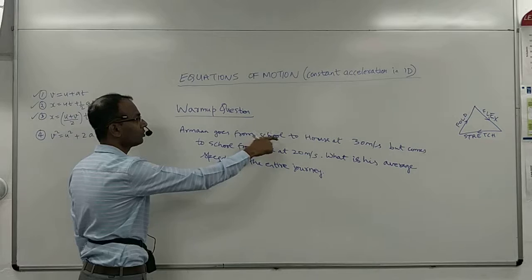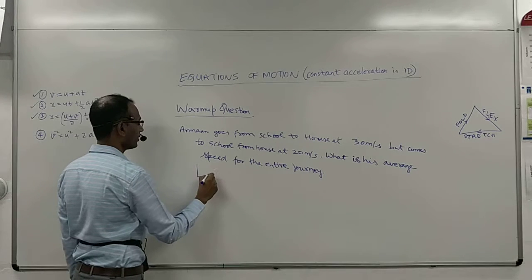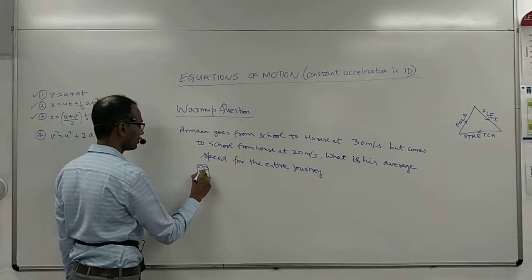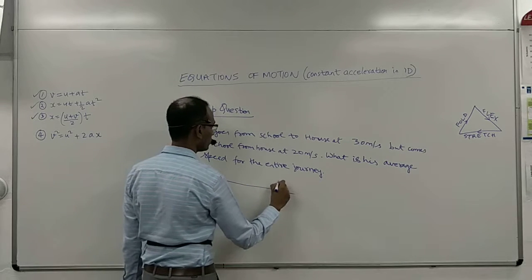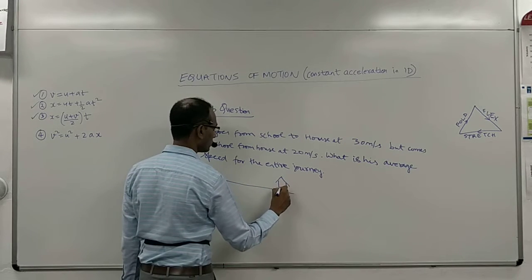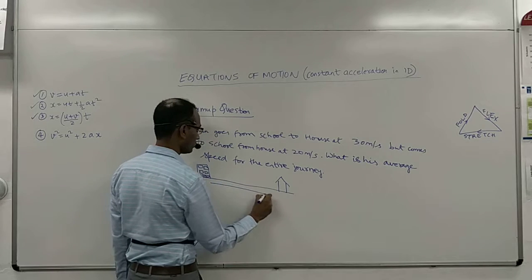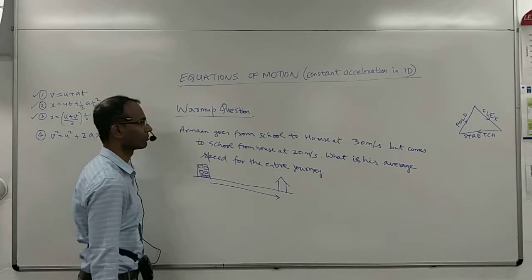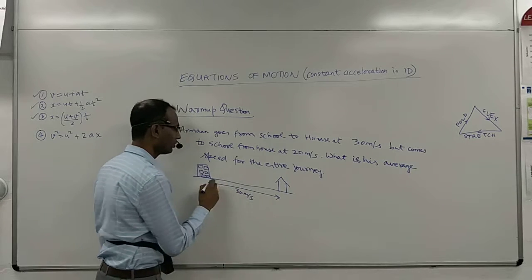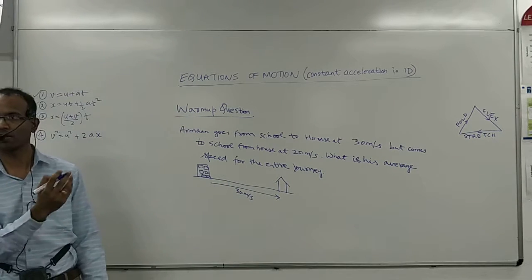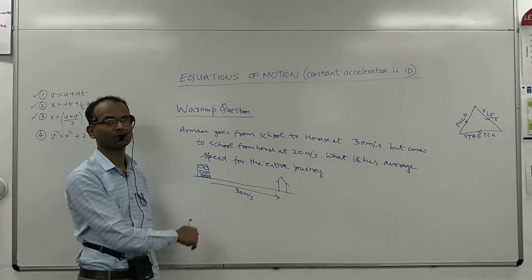He goes from school to house. So let us say this is the school, and he goes to the house. Let us say this is the house. So he goes from school to house at 30 meters per second. And when you visualize it using a diagram, put all the data of the question in the diagram.